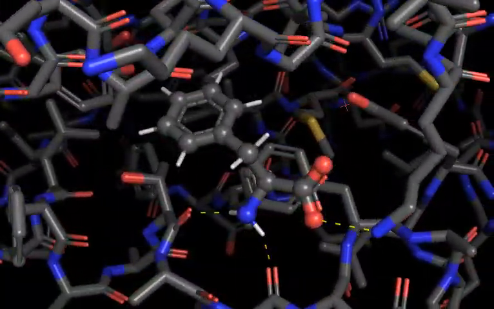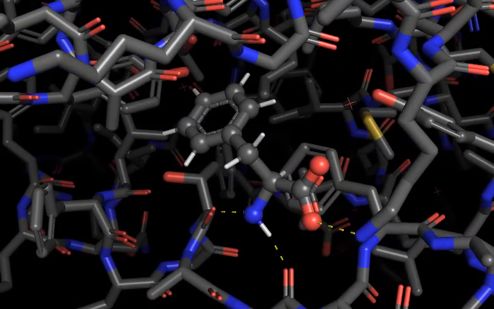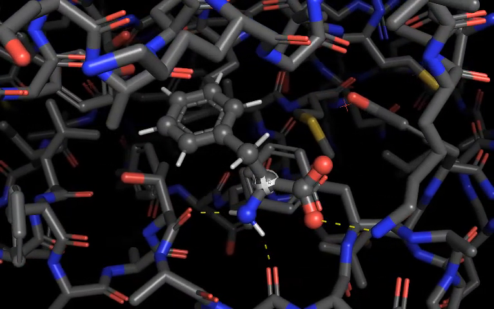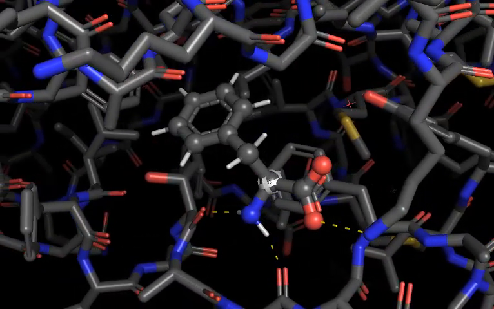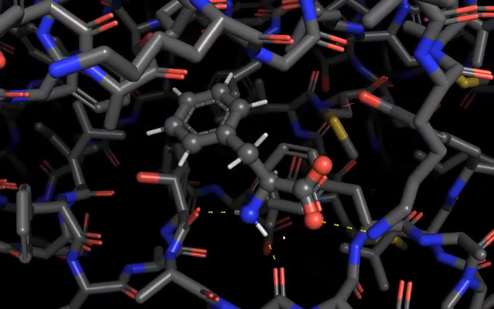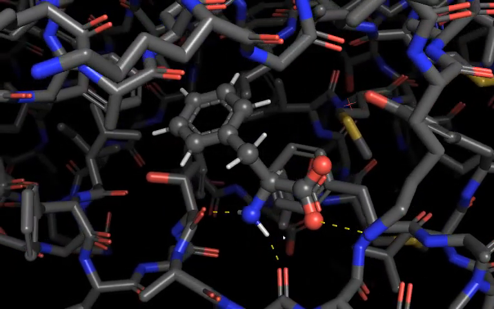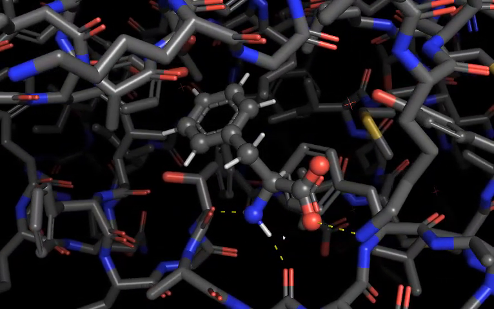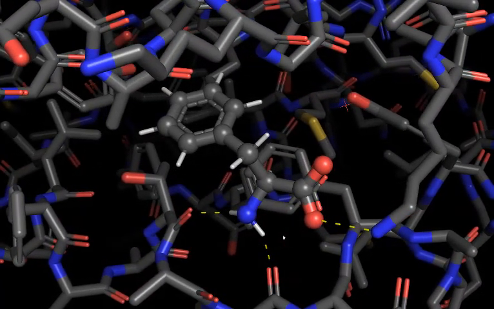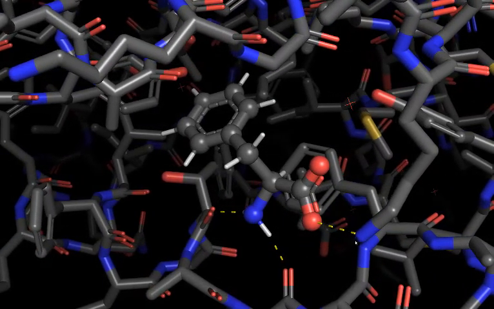Here's the active site with L-phenylalanine shown with the hydrogens present on the substrate, and you can see the chiral center of the substrate is highlighted there. The substrate forms two hydrogen bonds from its amino group to carbonyl oxygens in the protein, and it forms an interaction from its charged carboxylic acid group to the positively charged end of a lysine side chain.